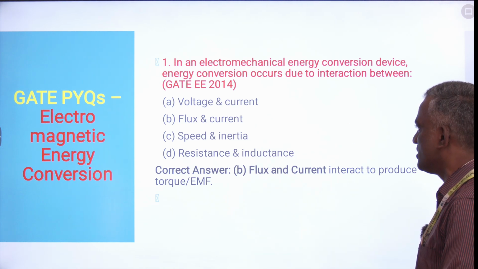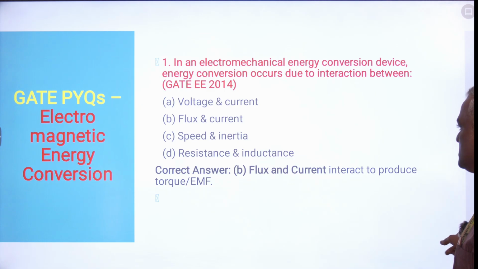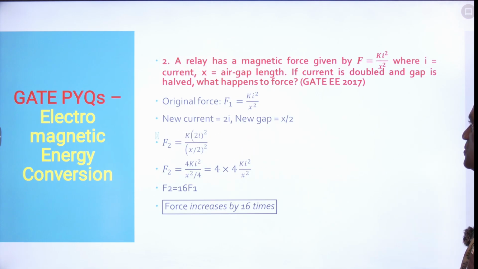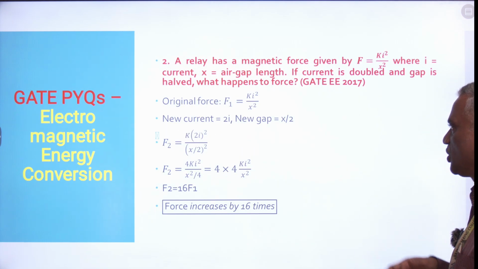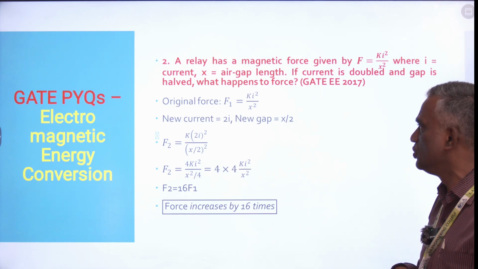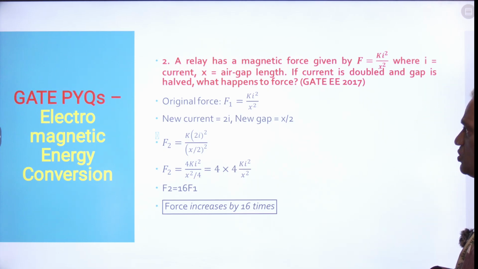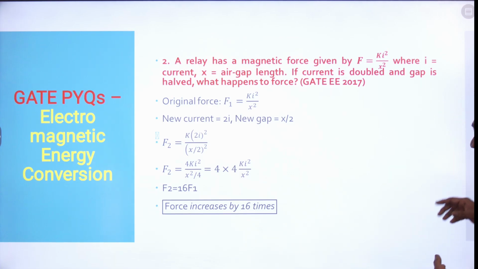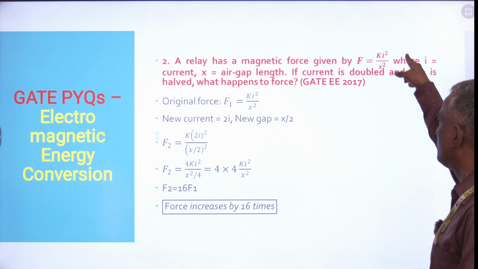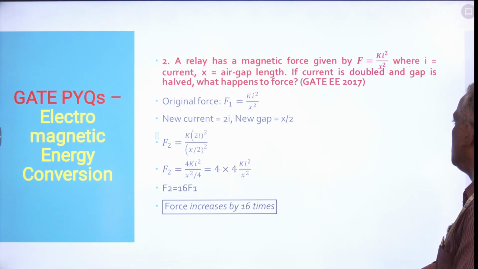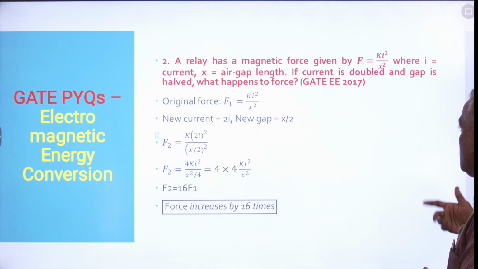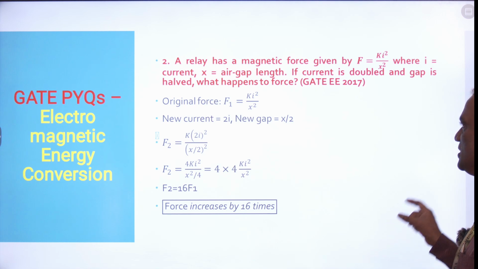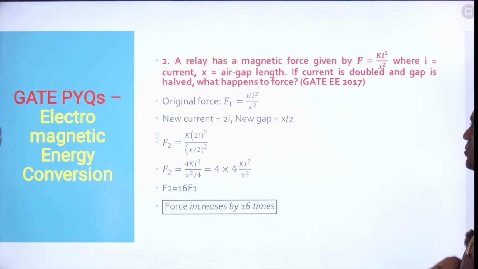In the year 2014, this question has been asked. A simple question it is. We'll see another question. This is a very nice question, problematic it is. It has been asked in the year 2017, GATE EE 2017. So what is the question? A relay has a magnetic force given by the expression F is equal to K into I square by X square, where I is the current and X is the air gap length. If current is doubled and gap is halved, this is the condition given in the problem. What happens to the force?